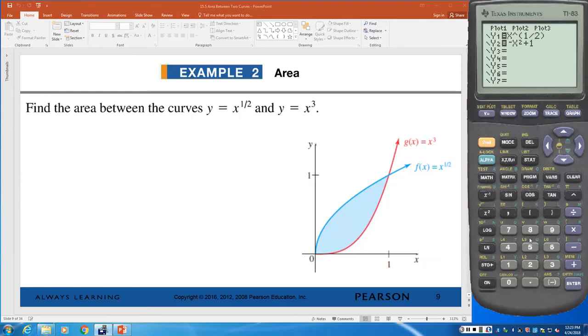So there's x to the 1/2. There's x to the 3rd. And if you don't know anything at all about the two curves, and you have no idea what to do, the first thing you might want to do is just simply look at it on a standard window. So I'm going to pretend I don't know this is actually what it looks like. I'm going to just go to the standard window and see if I see anything.